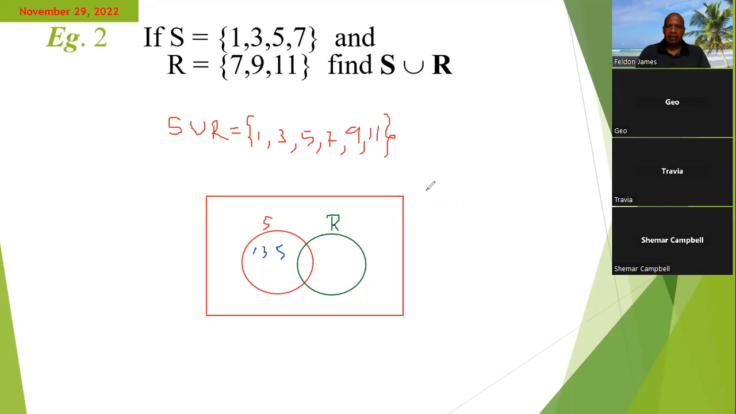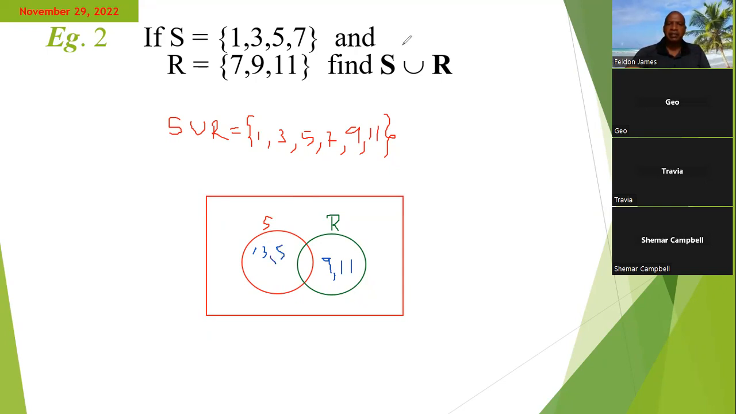Yes, sir, I was late. But you remember how to specify the various regions though. In R only, sir. All right, so in R only, you would put what? 11 and 9. All right, so you put 9 and 11 in R only. Remember you separate your numbers with commas so as to prevent confusion.